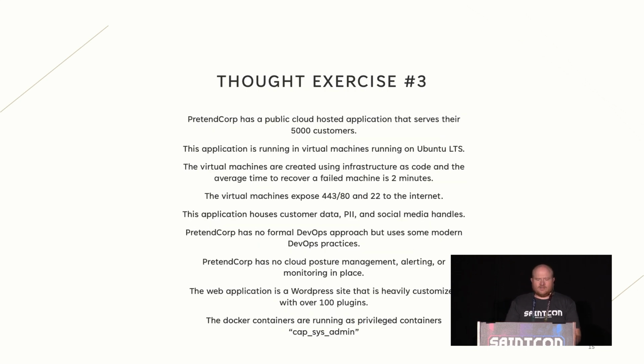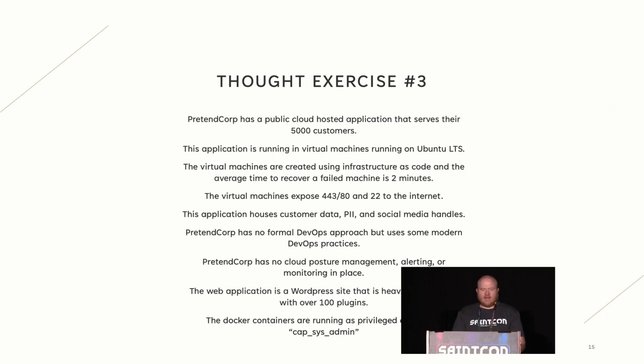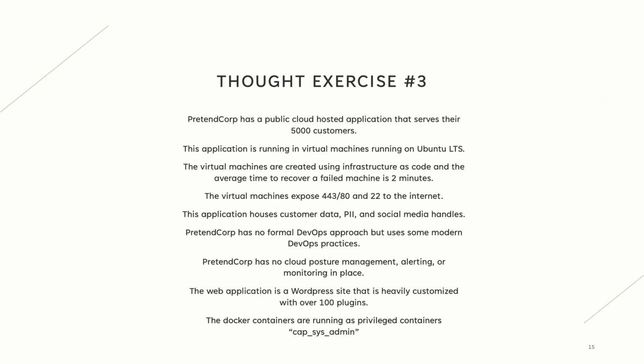So thought exercise number 3: they have a cloud-hosted application that serves their 5,000 customers. They only have 5,000 customers, but they're making $100 million a year. So some quick math tells us they got some really rich people paying for their view bots. They must do a pretty good job at view botting, right? They must be pretty good at what they do. The application is running in a virtual machine running on Ubuntu LTS. They're using infrastructure as code. Look at that, pretty modern development practice.